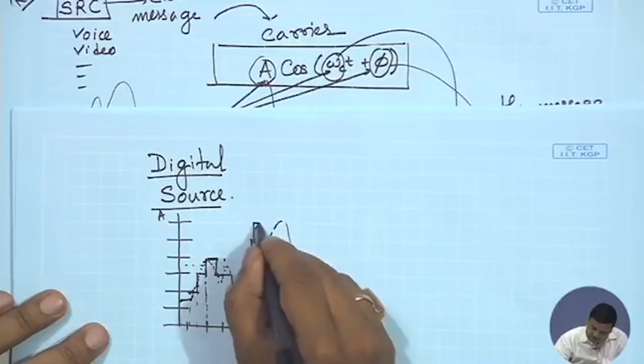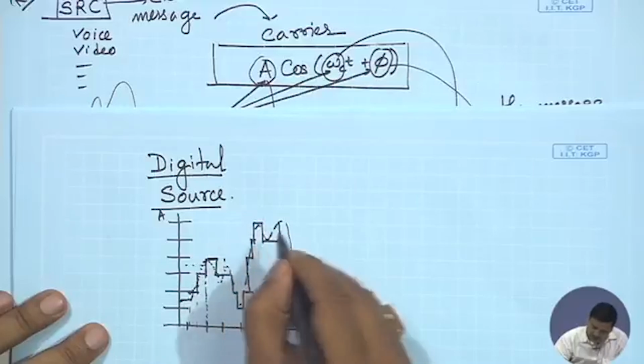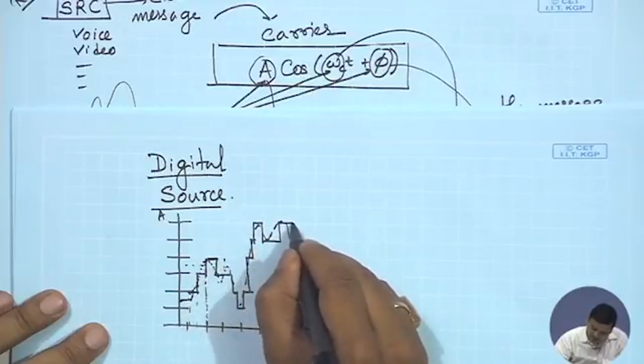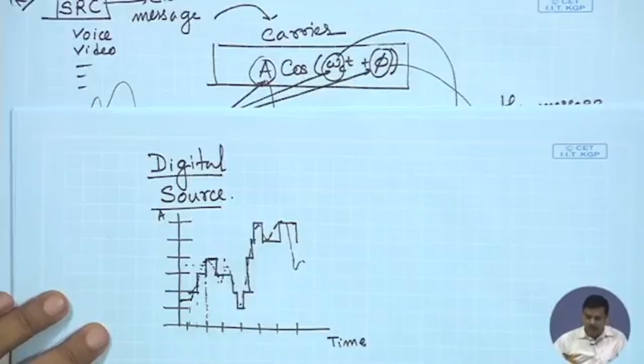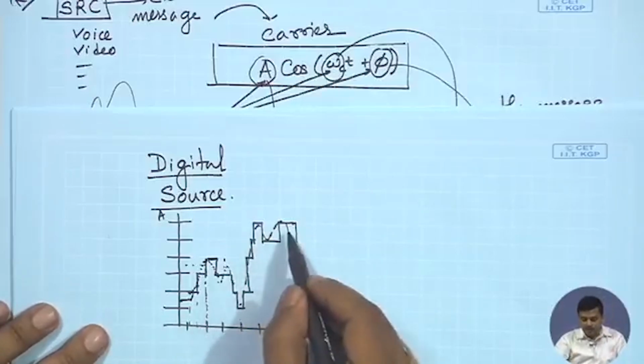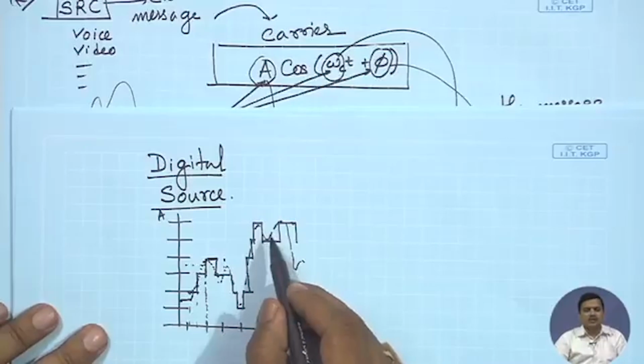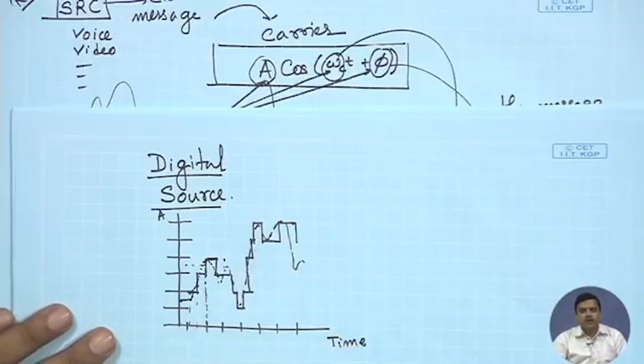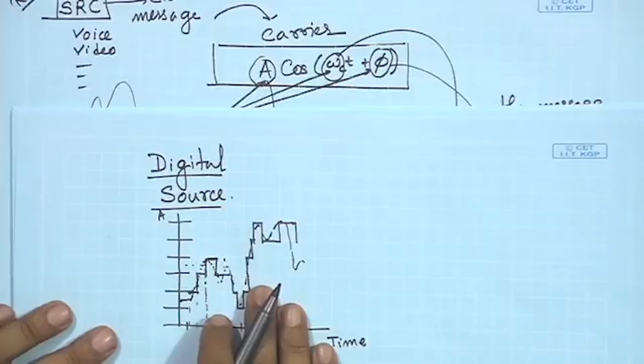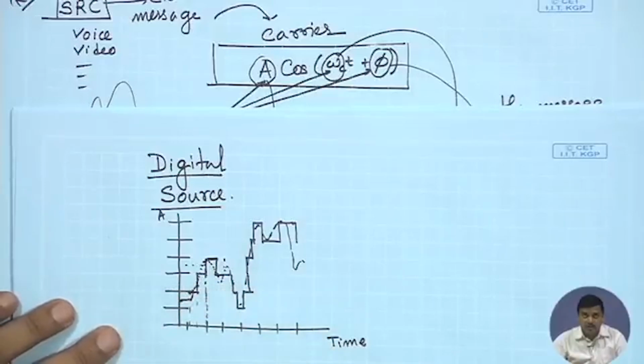What I'm trying to emphasize at this point is that it is taking discrete values, right? And the wave shape looks similar, only it is discrete. Now, there are several advantages of going digital, and the advantages will become clear as we progress into this domain. But this is one way of differentiating between an analog signal and a digital signal.